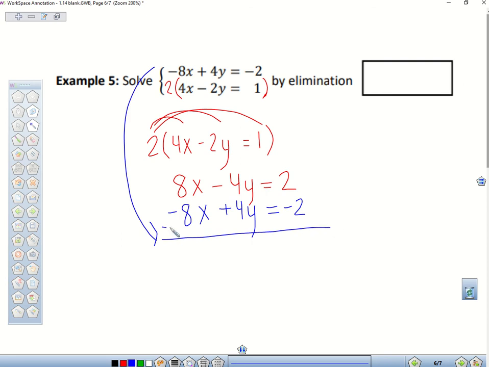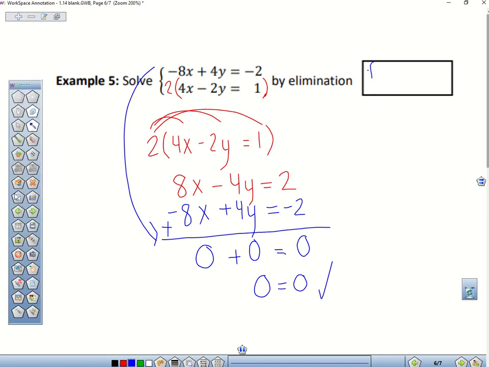So if I add them together, what do I get for first one? 0 and equals. So does 0 equal 0? Yeah. So what's this one going to be? Good. So what this means in reality is if you graph these two lines, these lines would be overlapping each other.